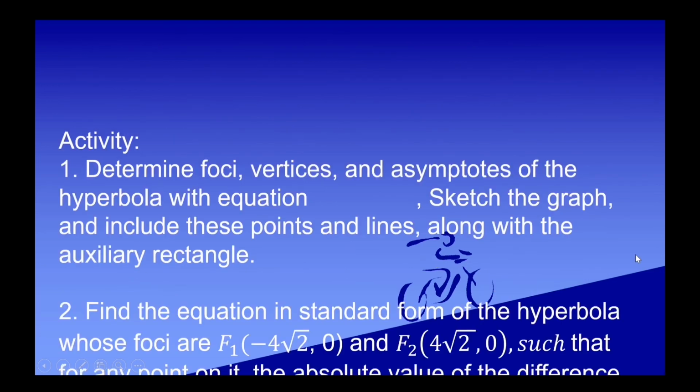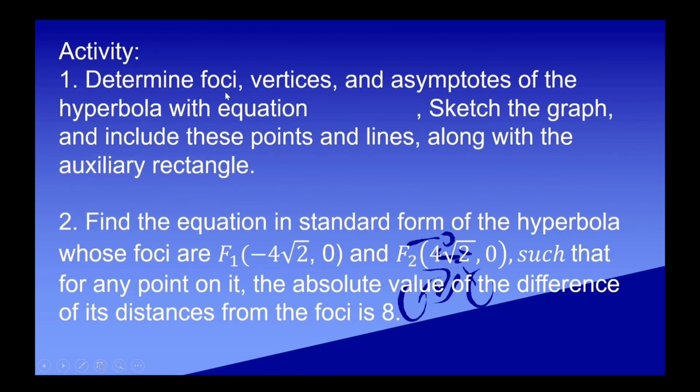Okay, we have an activity here. Determine the foci, vertices, and asymptotes of the hyperbola with the given equation. Sketch the graph and include these points and lines along with the auxiliary rectangle. So this is our equation. Number 2, find the equation in standard form of the hyperbola whose foci are F1 and F2, such that for any point on it, the absolute value of the difference of its distances from the foci is 8.